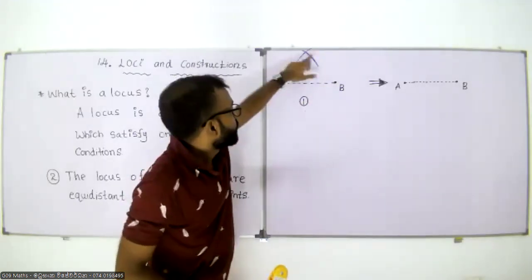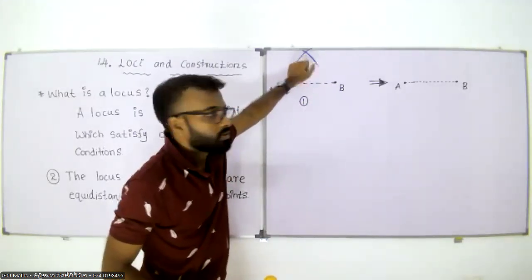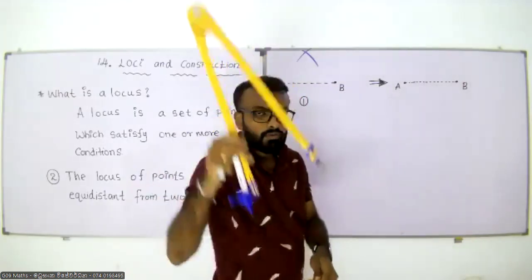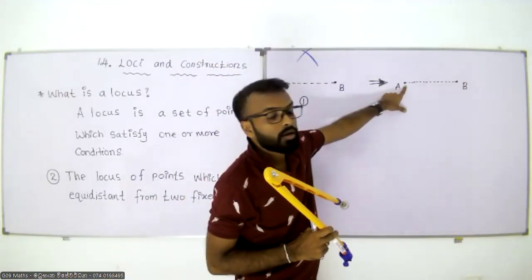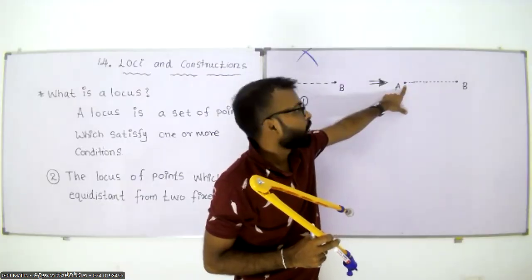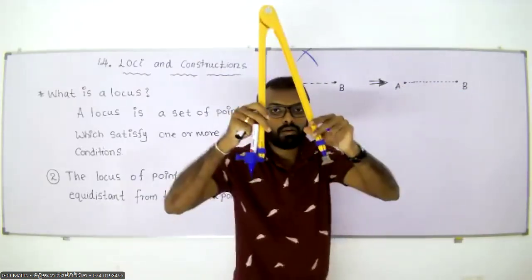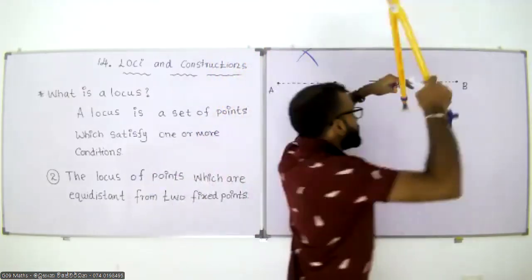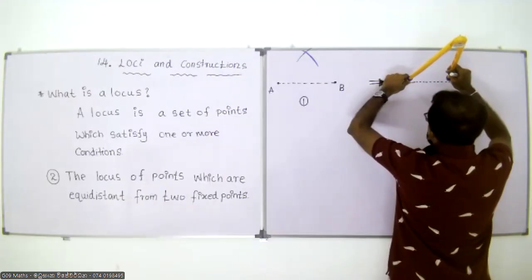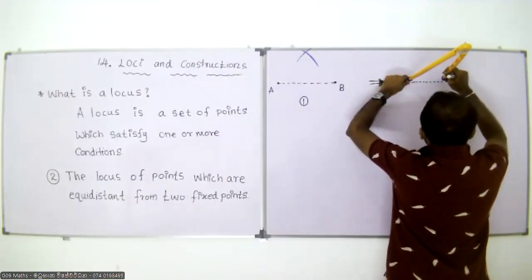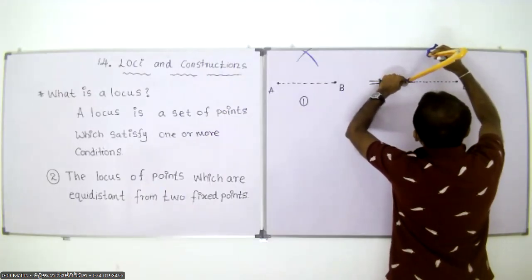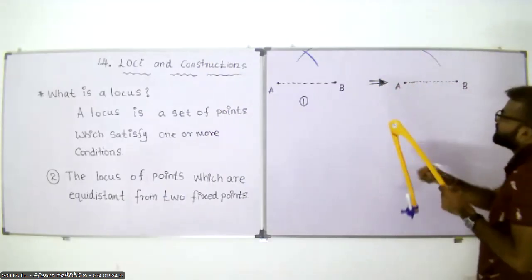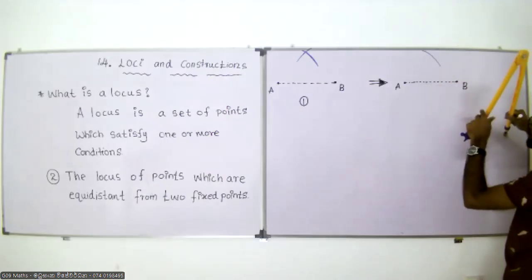Draw two arcs where it crosses each other here. Right. So how to draw? Take a pair of compass, put the point of the pair of compass on point A, and take more than half of the length of this AB, like this. Then draw an arc above here. That is the first thing that we need.